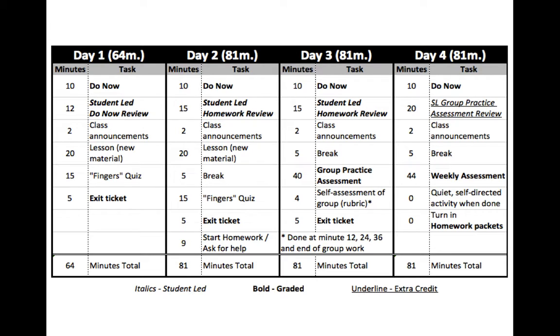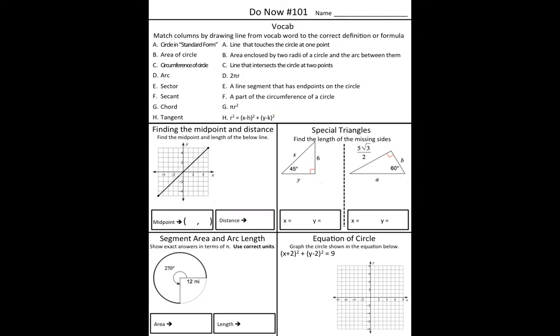So every day starts out with a do now exercise. This is an example of a do now. Every do now begins with the vocabulary, and then the section over here, this is the section from last week, the previous week, and then these two up here are either prerequisites that we need to know for this week's lesson, or potentially things that have been problematic.